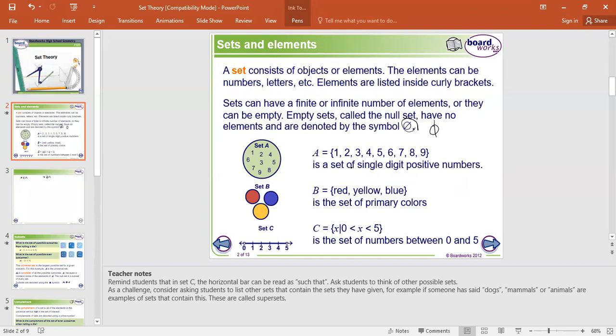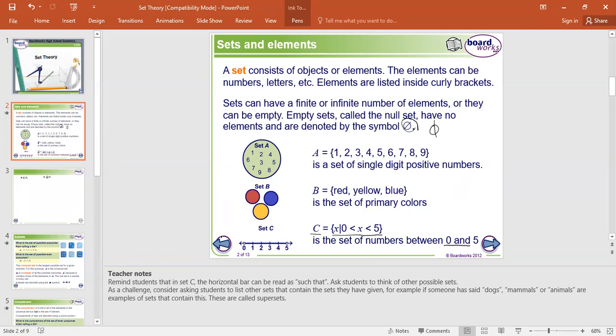Having no elements. This is the set A with numbers 1, 2, 3, 4, 5, 6, 7, 8, 9, a set of single digit positive numbers. Then set B, red, yellow, blue, is the set of primary colors. Here C is the set having x such that 0 is less than x less than 5, the set of numbers between 0 and 5. Okay.